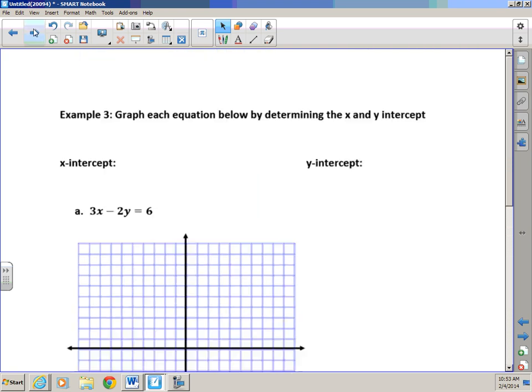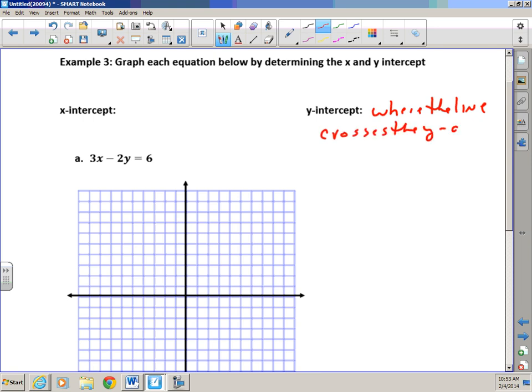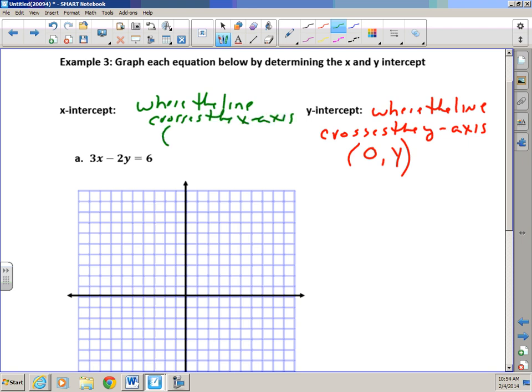Now, if I give you the equation in standard form, it sometimes is easier or helpful to graph by using the x and the y-intercept. Let's do the y-intercept first. We've already talked about it. It's where the line crosses the y-axis. And we said it's always going to be (0, y). Well, what do you think the x-intercept means? Well, it's just similar. Where the line crosses the x-axis. And what will be true there? It's going to be (x, 0).